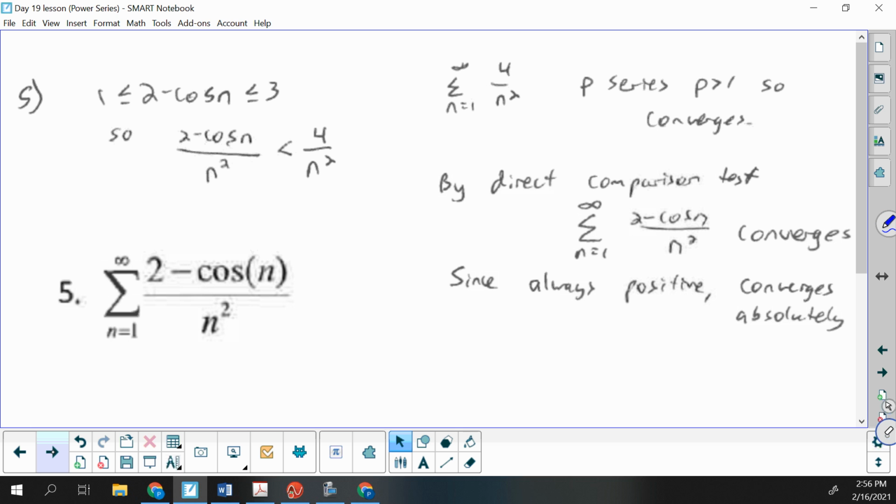Our comparison, the p series, converges because p is greater than 1. So because 4 over n squared is always bigger, everything smaller than it will converge. So we can say our series converges by the direct comparison test. Since our series is always going to be positive, even when you subtract the smallest thing, subtract a 1, it's still going to be positive, so therefore it converges absolutely.